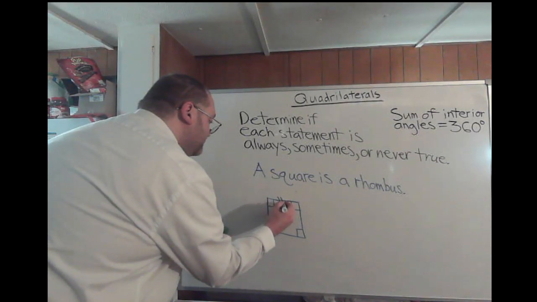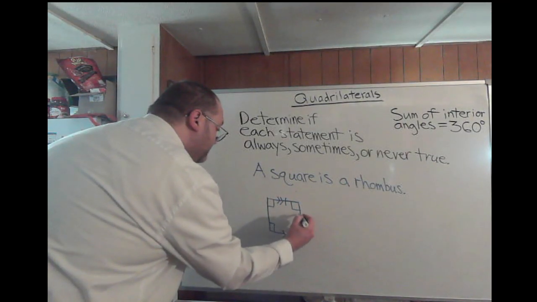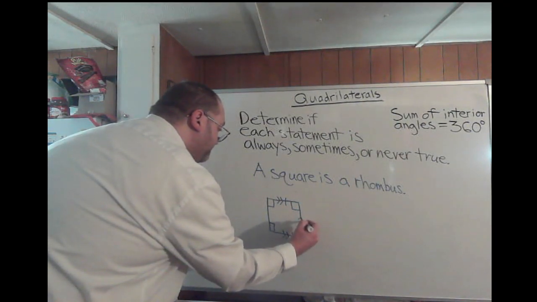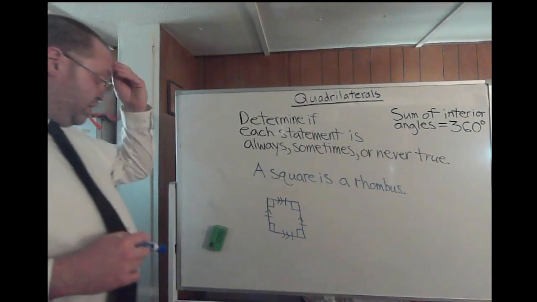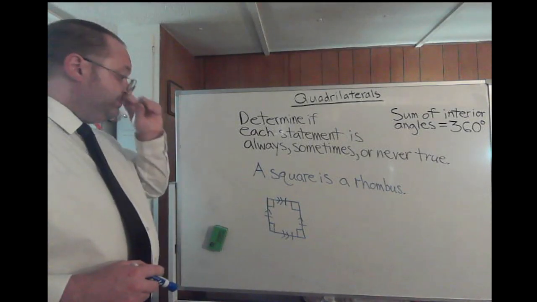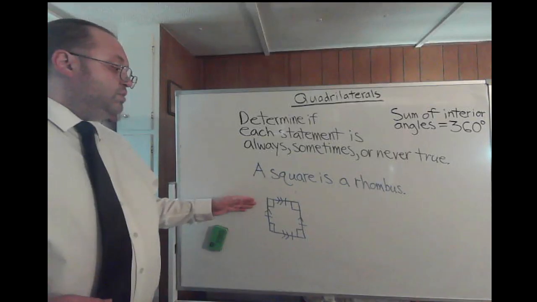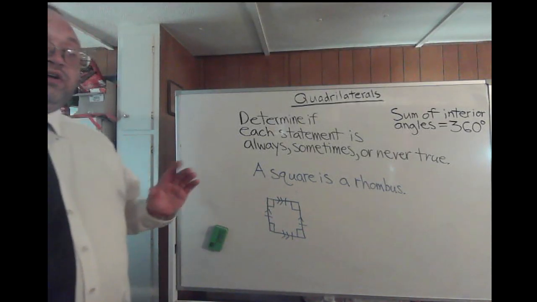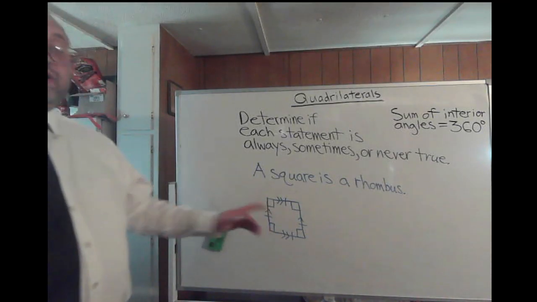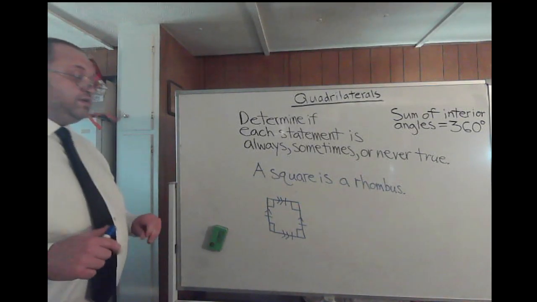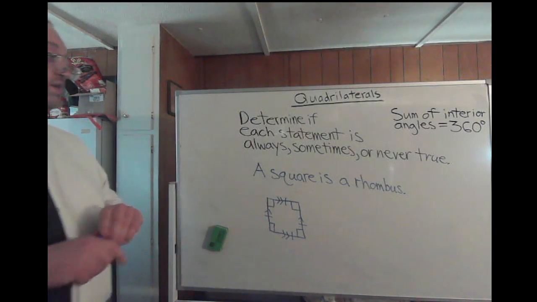Both pairs of opposite sides are parallel to each other and congruent to each other. But in a square, all four sides are congruent to each other. If we remember right, a rhombus was a quadrilateral where still both pairs of opposite sides are parallel to each other, which you have with a square. Both pairs of opposite sides are parallel to each other and all four sides are congruent to each other. That was true for a rhombus.